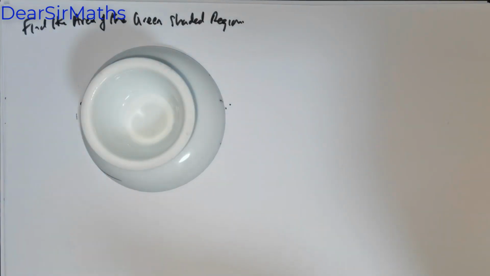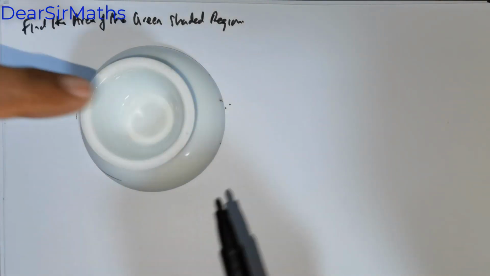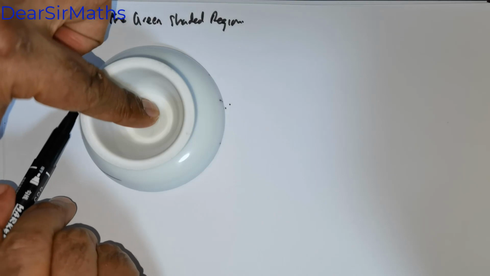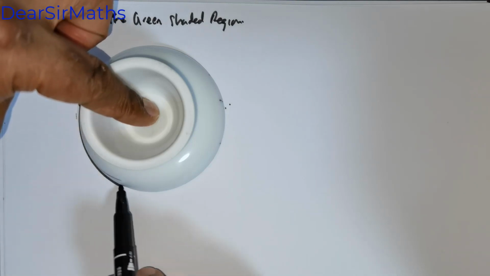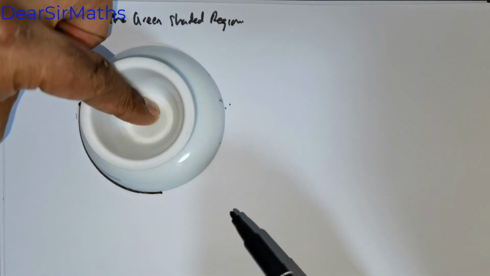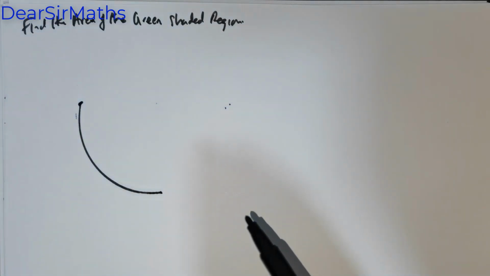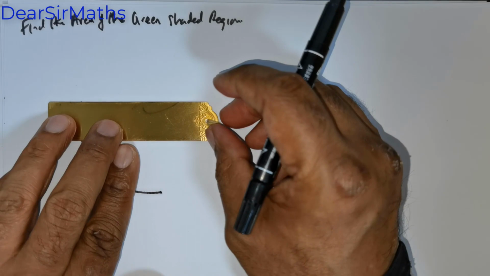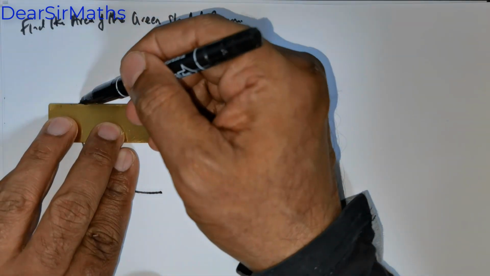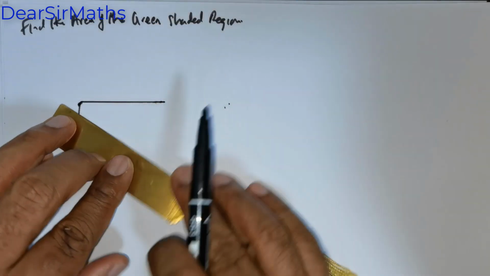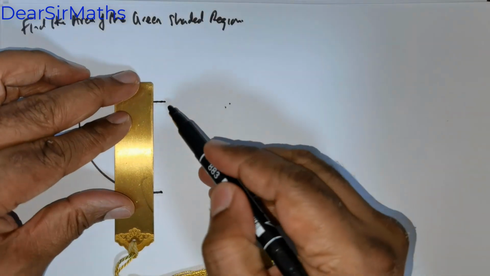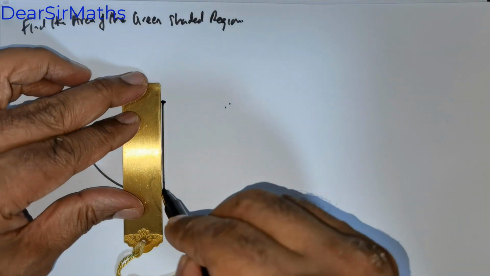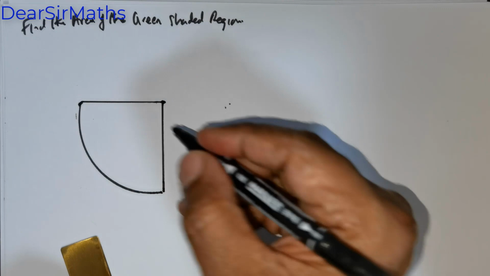Good day everybody, we are being given a beautiful question. We are expected to find the area of the green shaded region. So I would like to draw the quarter circle first, and then we will move on from there. This is what we have been given.